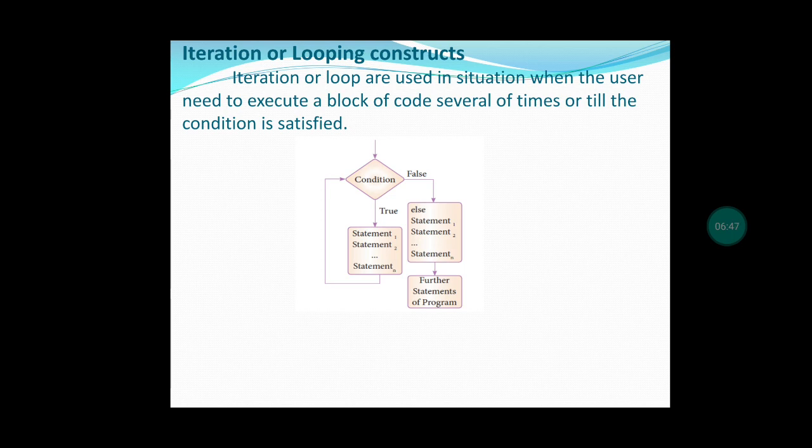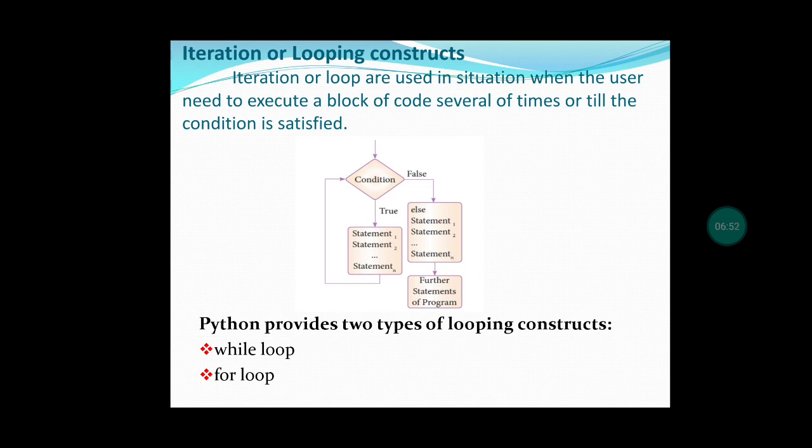This is called iteration or a looping construct. This looping construct is classified into two types. One is the while loop and the other one is the for loop. First, we will see the while loop.